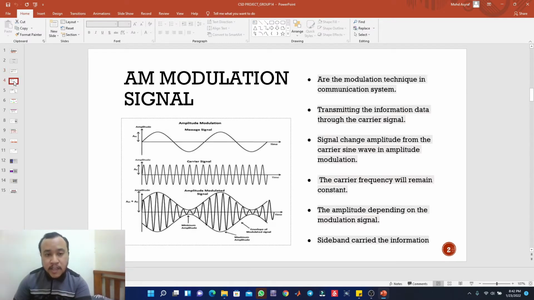Then we move to the AM modulation signal. As we know, AM modulation is one of the communication system techniques, and it transmits the information data onto the carrier signal. The signal changes the amplitude of the carrier sine wave in amplitude modulation. The carrier frequency will remain constant, and the amplitude depends on the modulating signal. And the last one is the sideband carries the information.